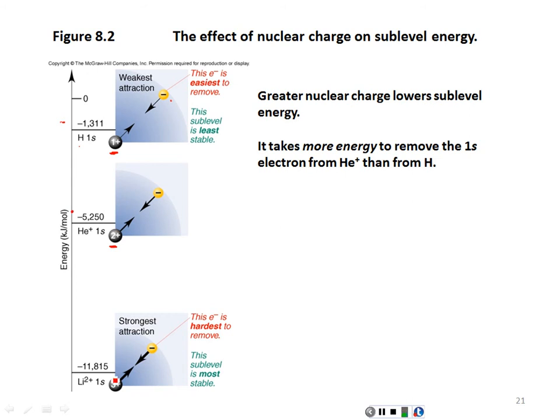And as you'd expect, if we look at lithium 2+, that would be a lithium atom with only one electron. Lithium has 3 protons, so a positive 3 charge in the nucleus. And to remove that one electron, it would take 11,000 kilojoules, almost 12,000 kilojoules. So nuclear charge lowers the sublevel energy.